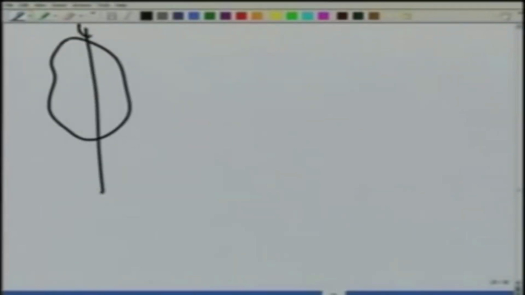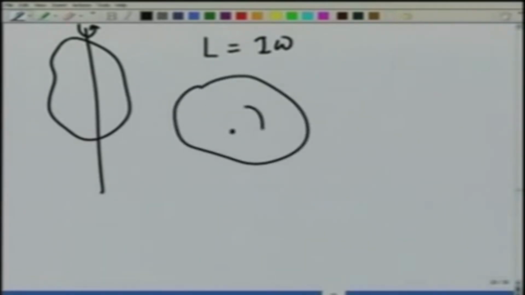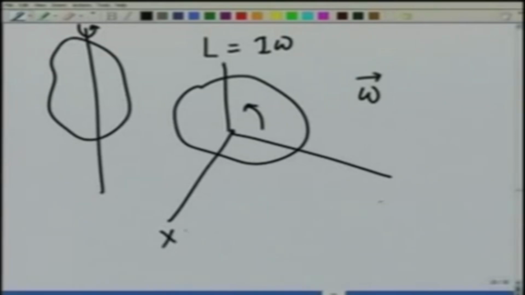We have already done it in simple cases, where we wrote that when a body was rotating about a fixed axis, L was I omega, but now we do it in general. Suppose we take a body which is fixed at one point and it is rotating with some angular velocity omega, so that if I take x, y and z axes, there is a component of omega in the x direction, omega x, omega y, and omega z.